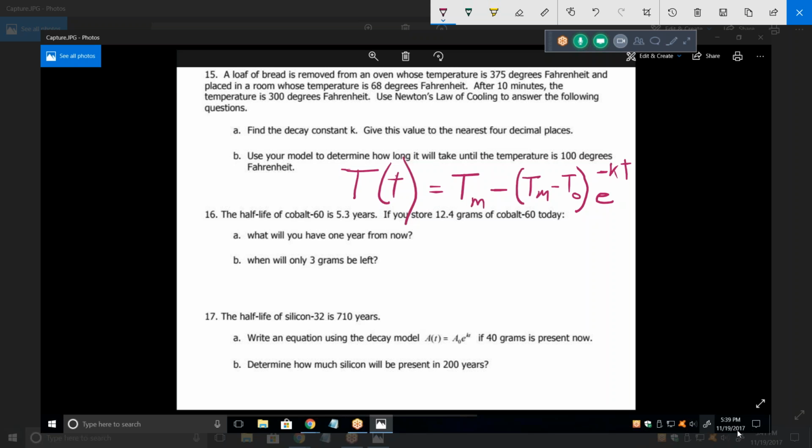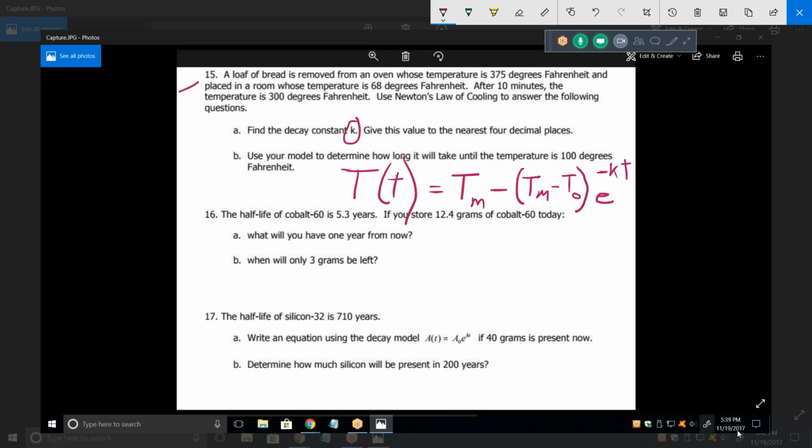All right, so let's look at problem 15. Let's fill in everything. Answer the following. Find the decay constant. So the first thing they want us to do is solve for k. That means they're going to give us everything else. They're going to give us t, T sub m, T sub o, and T of t. That's the only way we could solve for k.